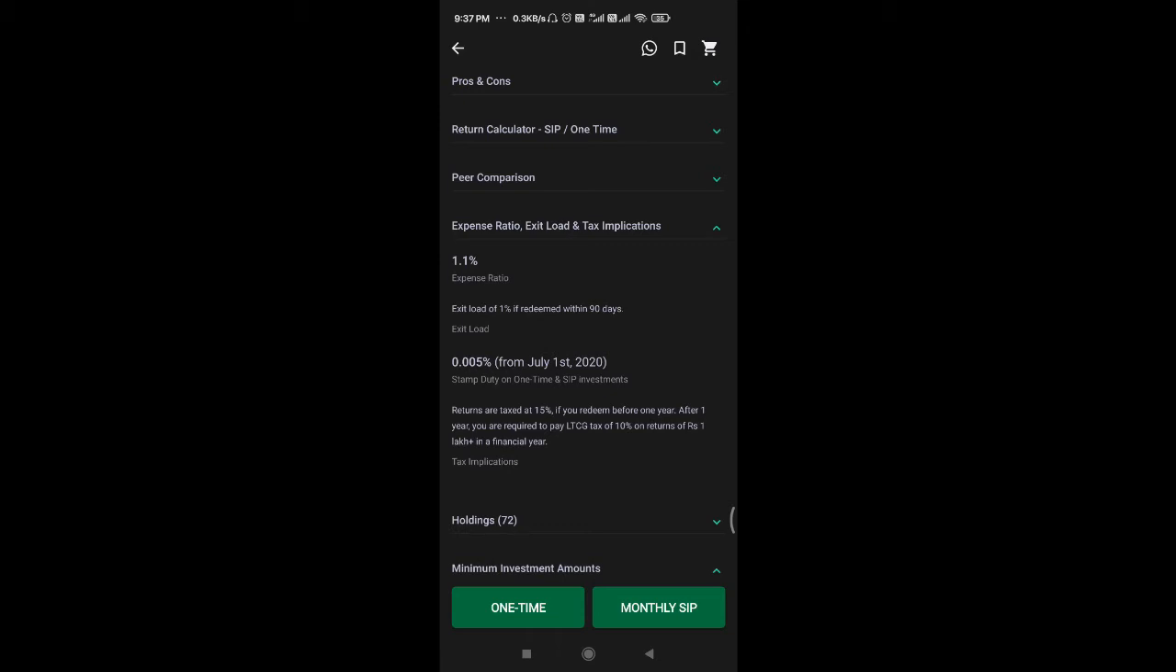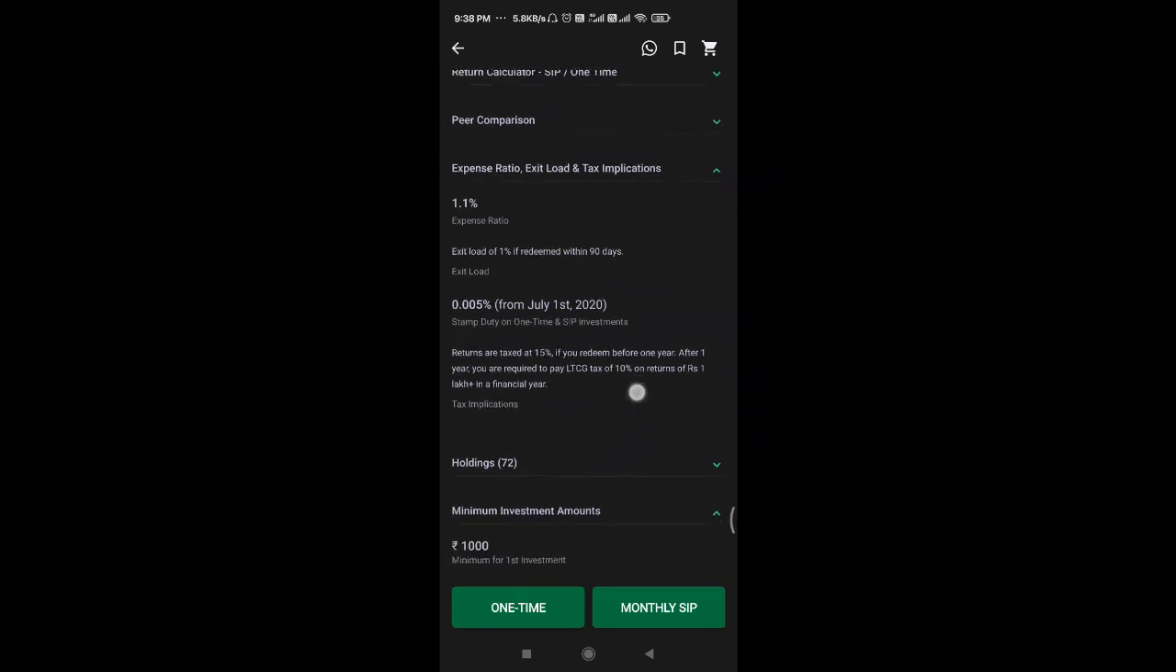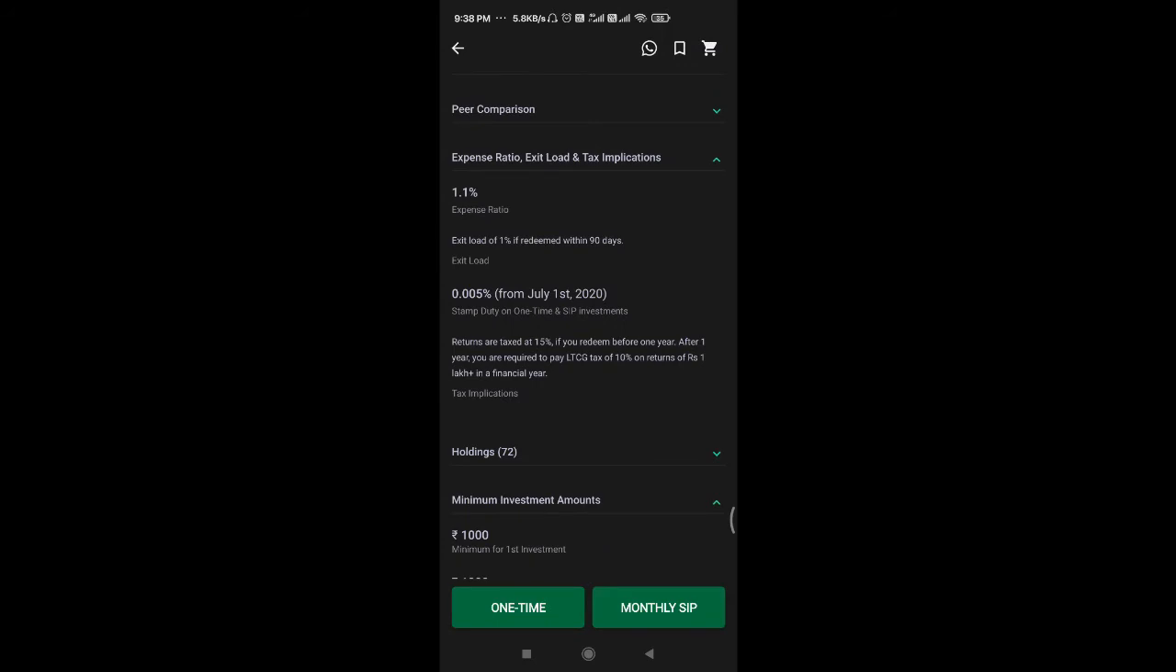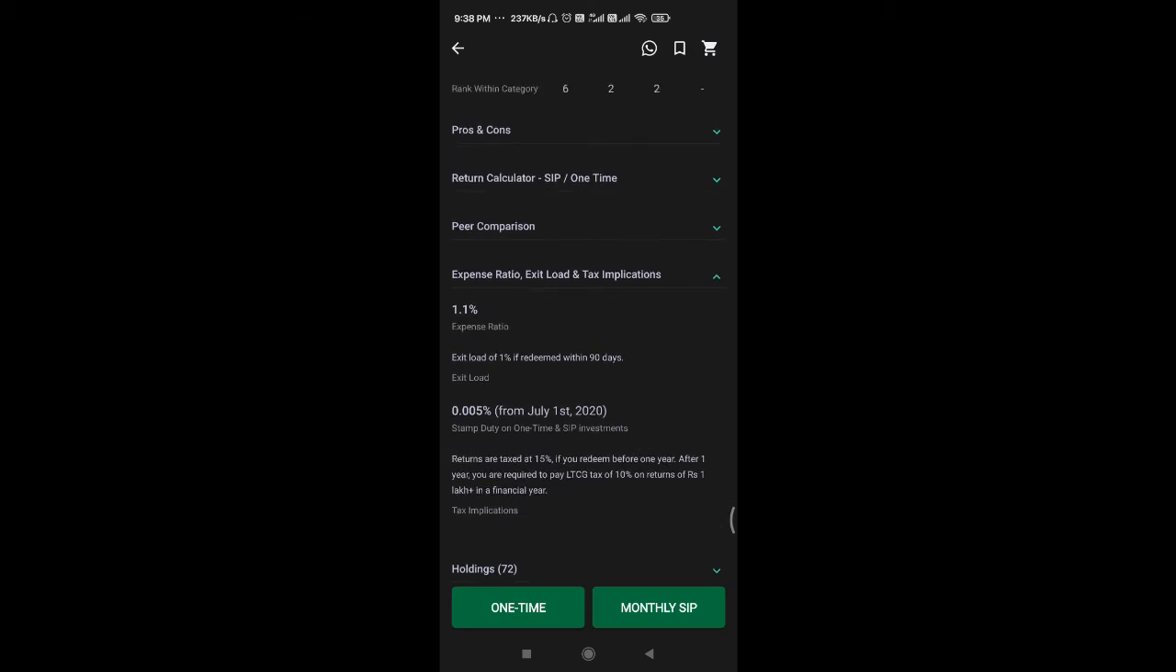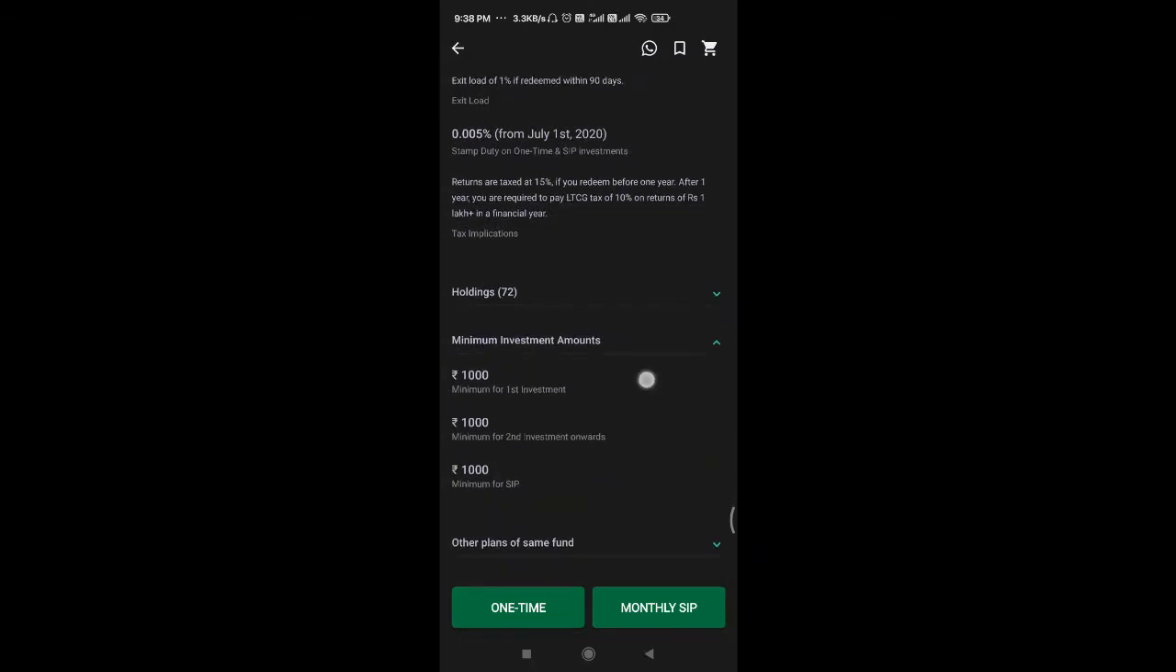So definitely if you withdraw your money the next day, then 1% will be deducted. For 1000, 10 rupees will be deducted. Okay, so make sure of these things. In some cases it is 12 months, or in some cases it is 30 days or 90 days, like that. So make sure to check all these things.